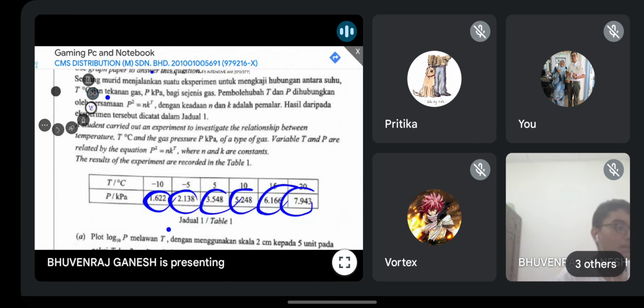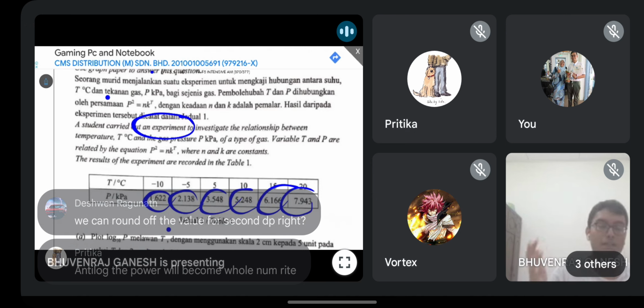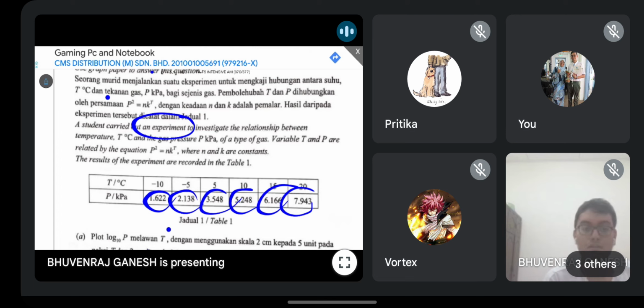So how you guys get the wrong value? You all should know lah, guys. Experiment. This is why they get wrong value. Normally in experiment, when we do, we will get wrong value. We can round off the value for second dp, right? In this case, no need, because you can see all of these values are to 3 dp. So you can leave your constant also in 3 dp.